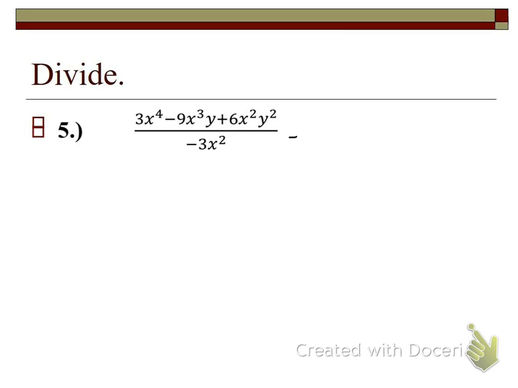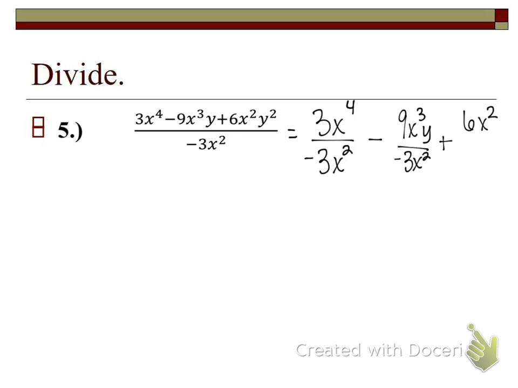Okay, on this one, my first term, 3x to the 4th gets divided by, okay, minus, my next term is what? 9x cubed y gets divided by negative 3x squared. After that would become what? Plus 6x squared y squared divided by negative 3x squared.